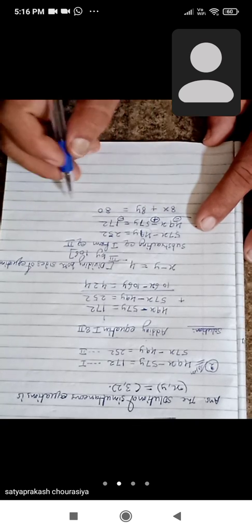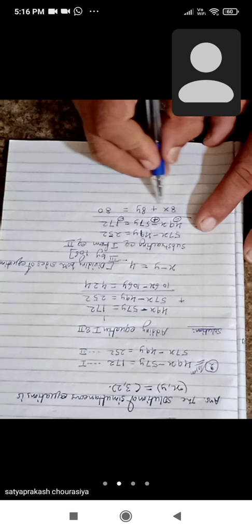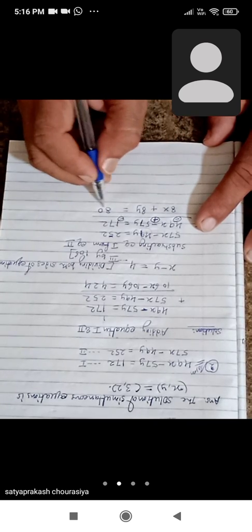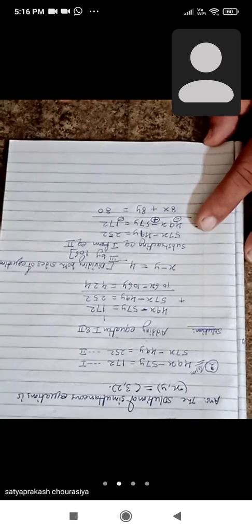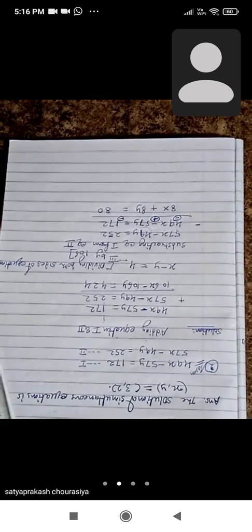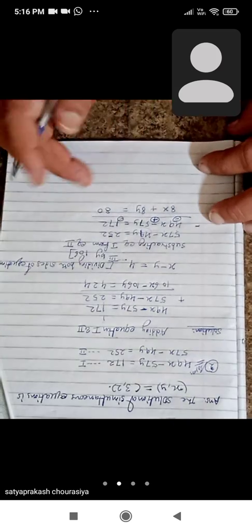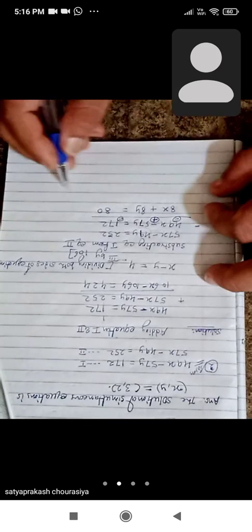Is it clear now? Okay, now see, 8x plus 8y is equal to 80. Now 8, 8 and 80 can be divided by the highest number 8. So that's why we will divide this equation by 8.